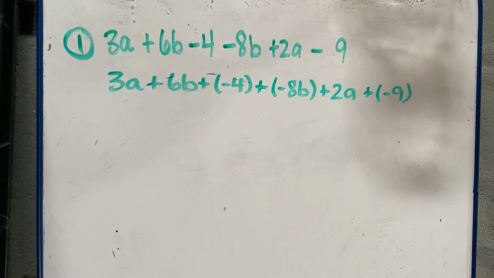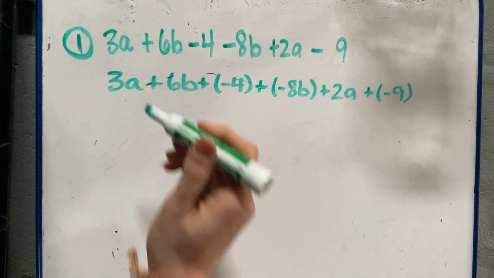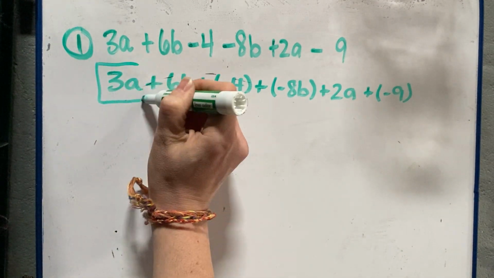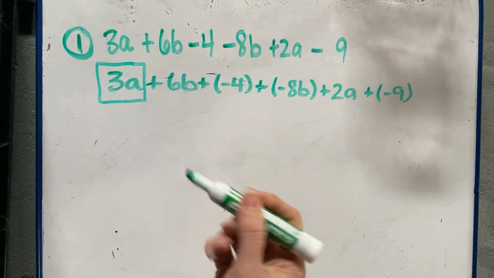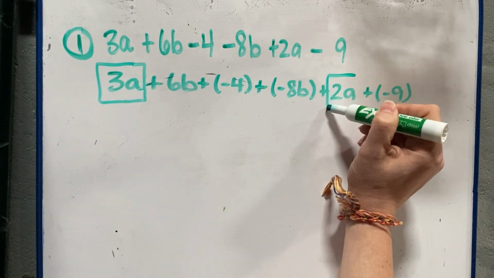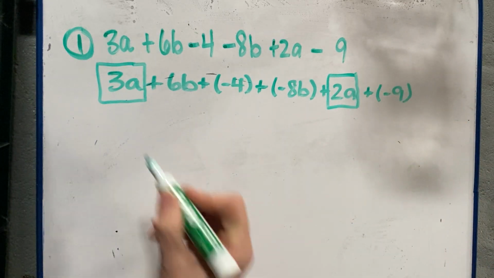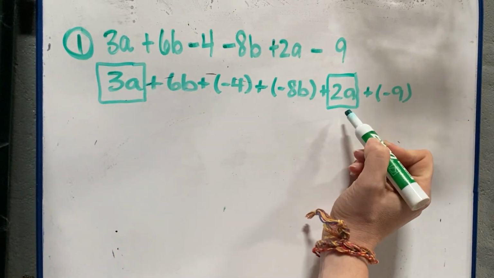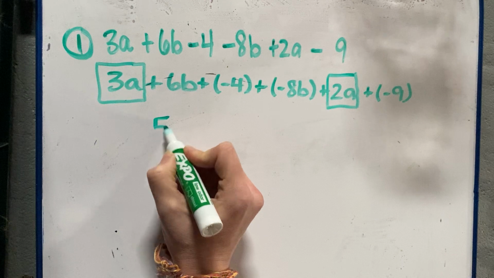Then to go ahead and combine like terms, we just look for terms that are the same. So I'm going to start with my a's, and here we've got a 3a. Now that all of our terms have signs, we can go ahead and match those up. This is a positive 2a. So a 3a plus 2a would give me 5a.